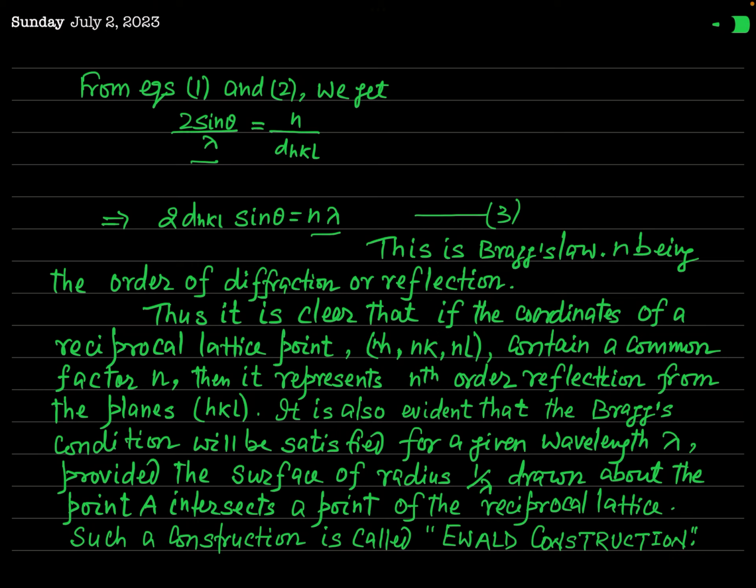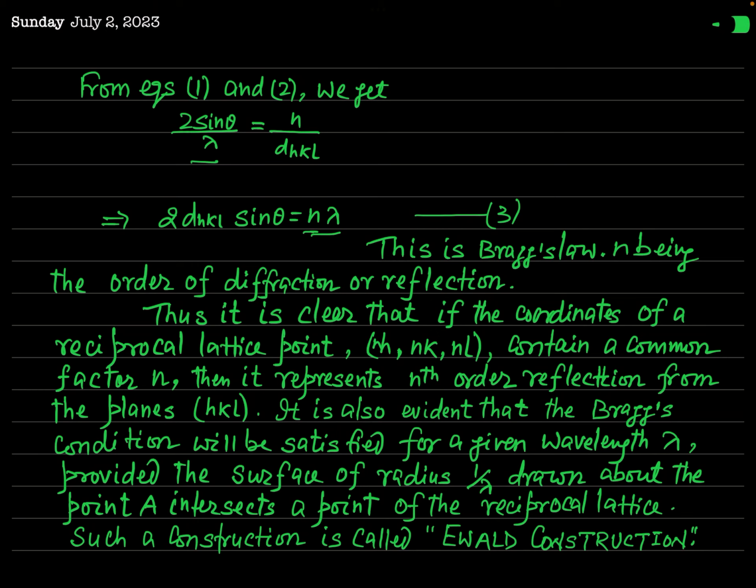As you know, according to this law, n represents the order of diffraction or order of reflection. In Bragg's law, instead of the term diffraction, reflection was used. So you can say that this represents the nth order maxima, or nth order diffraction, or nth order reflection.